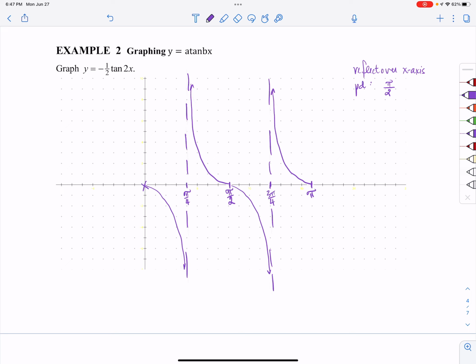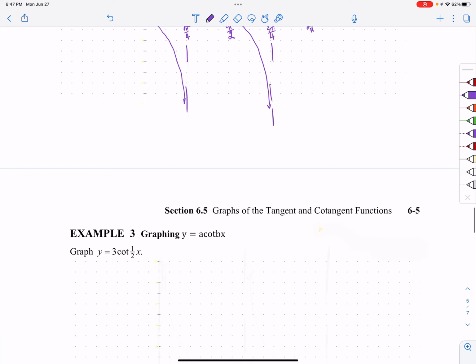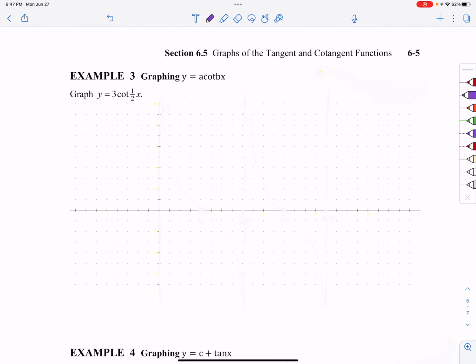All right, now let's take a look at example 3. So this is a cotangent example. Again, the 3 out in front, the amplitude, you're not really going to be drawing anything that makes that look different. There is no amplitude because it goes up and down forever and ever. It has an infinite range. But my period will be pi over 1/2, which is going to be 2 pi.